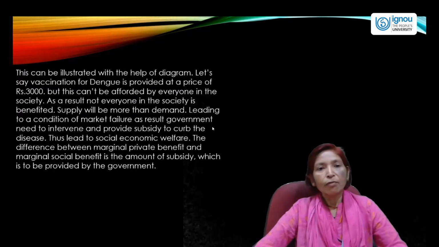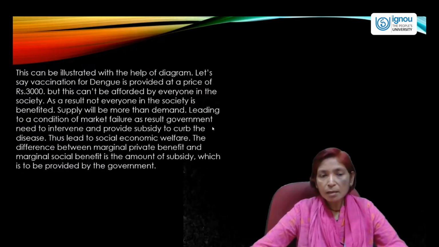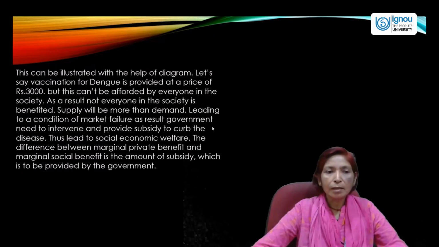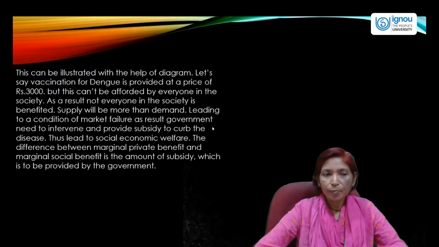This can be illustrated with the help of a diagram. Let us say that vaccination for dengue is provided at a price of rupees 3000, but this can't be afforded by everyone in the society. As a result, not everyone in the society is benefited. Supply will be more, but demand will be less, leading to a condition of market failure. As a result, the government needs to intervene and provide subsidies to curb the disease, thus leading to social economic welfare.